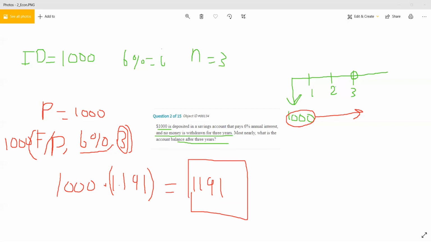The other way would be to use the equations that we saw at the beginning of engineering economics for F given P. I'll find it eventually. F given P is 1 plus I, the interest rate, to the power of N. 1 plus I to the power of n. This will also get you the factor. So if we do 0.06 plus 1 to the third, you can see that it'll also give you 1.191. So there's two ways to do it. You can decide which one is better for you.